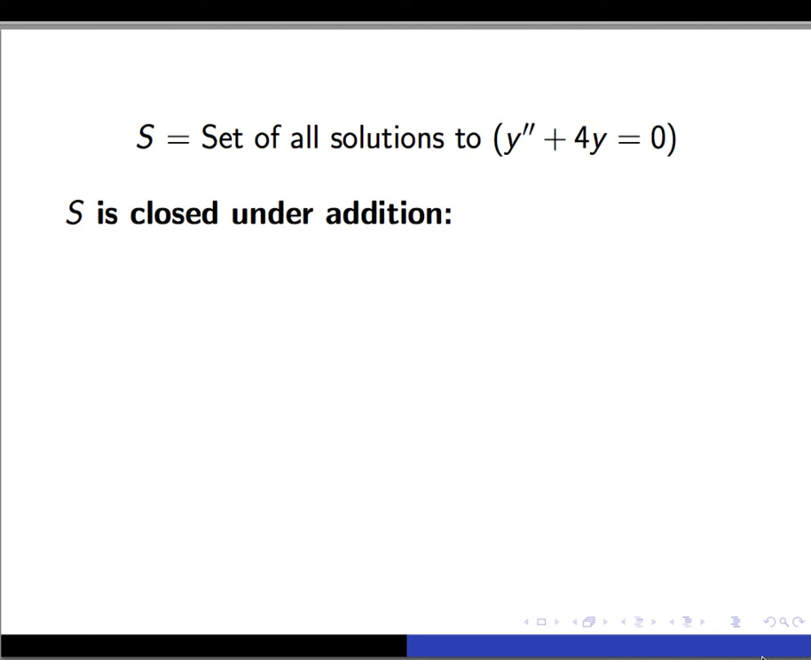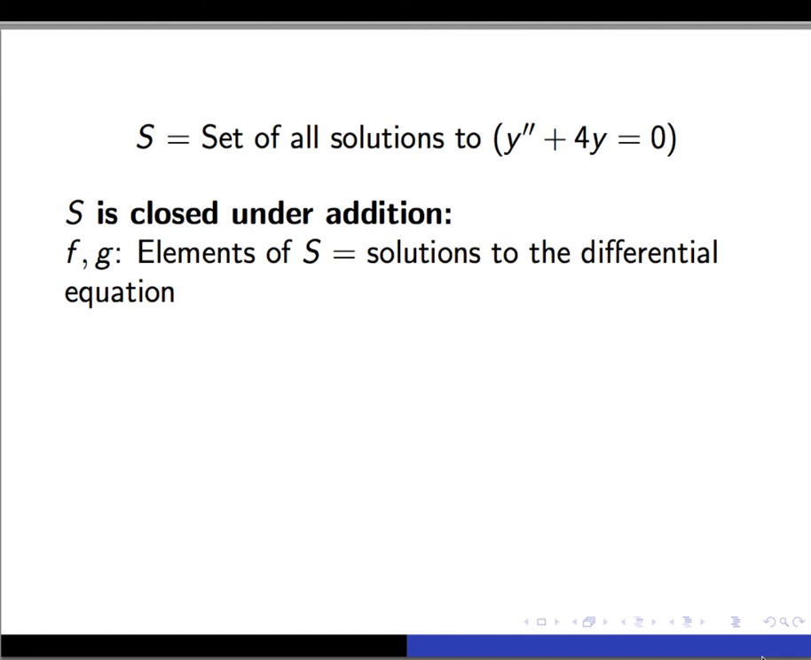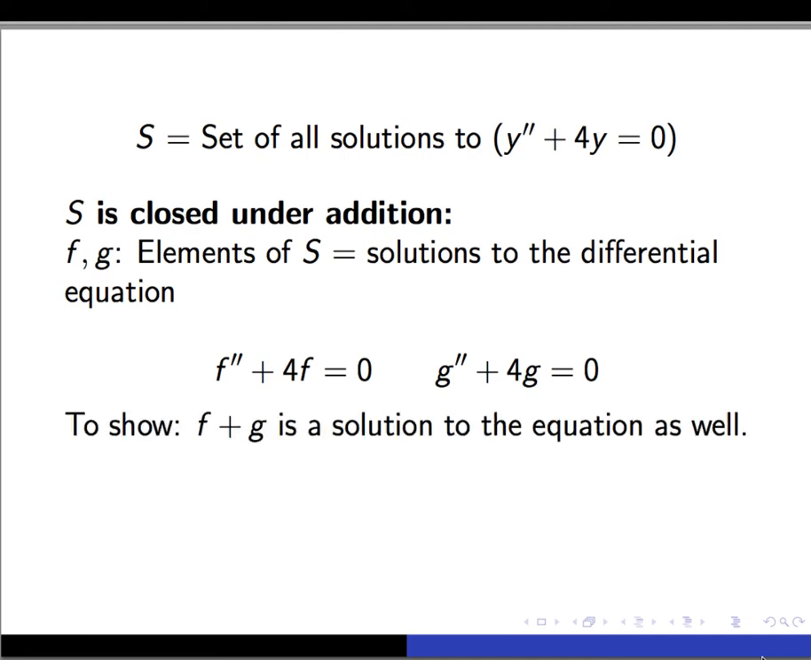That is, if I take any two functions that solve the differential equation, then their sum is another function that also solves the differential equation. To see this, let's let f and g be any two functions in S. So we know that f and g solve the differential equation, and that means that f double prime plus 4f equals 0, and g double prime plus 4g equals 0. We want to show that f plus g solves the differential equation as well.